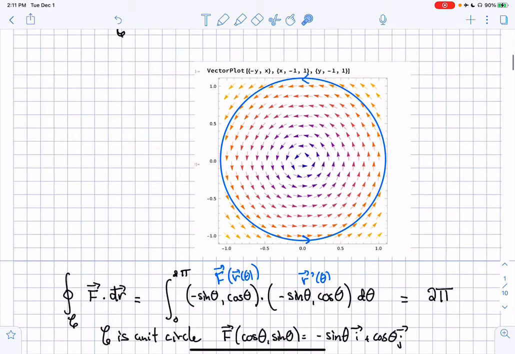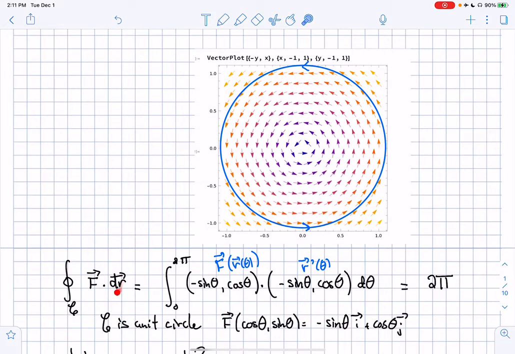The answer is yes, and let's do it. All right, so let's compute that. So how do you compute the line integral? Well, first of all, I'm going to parameterize my curve by theta, the unit circle, so by the angle. So theta goes between 0 and 2 pi. The position on the circle is given by cosine and sine. So the vector field at the point cosine, sine is minus sine, which is minus y, plus x, so cosine theta. All right?